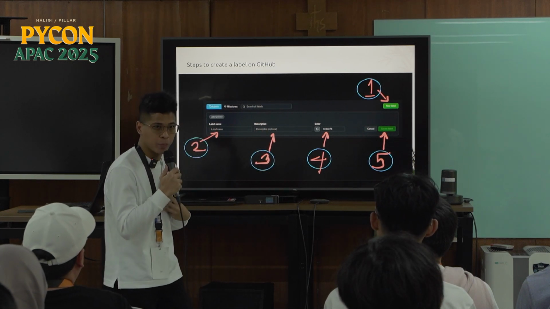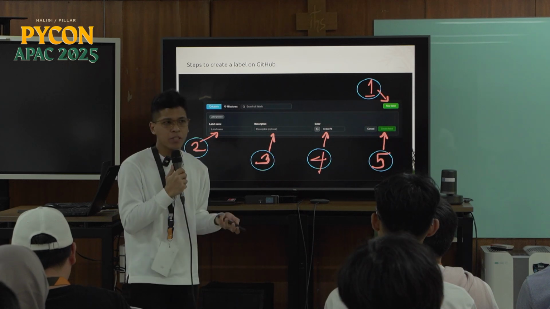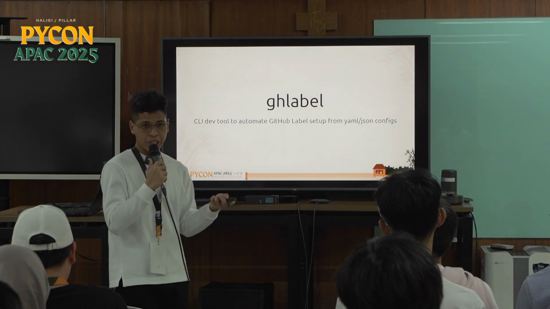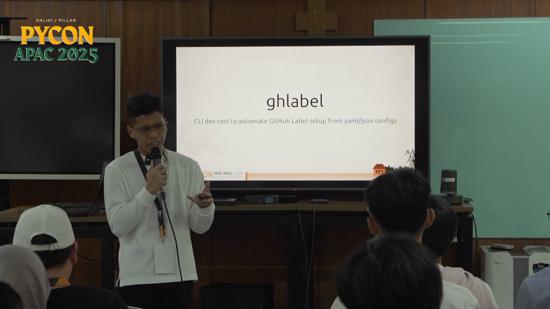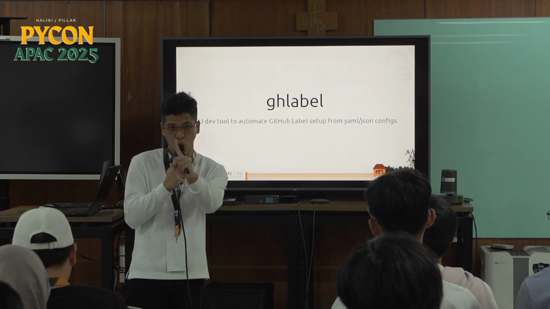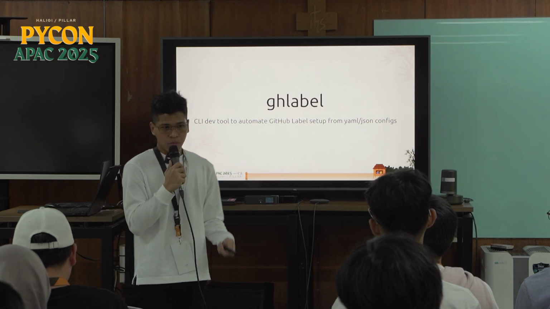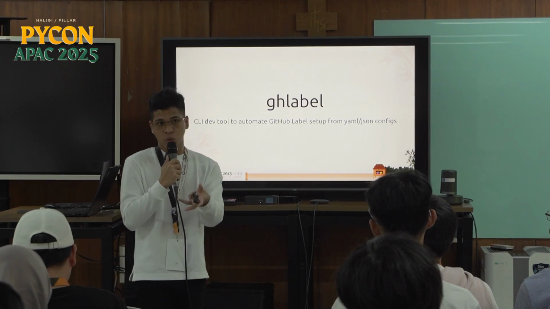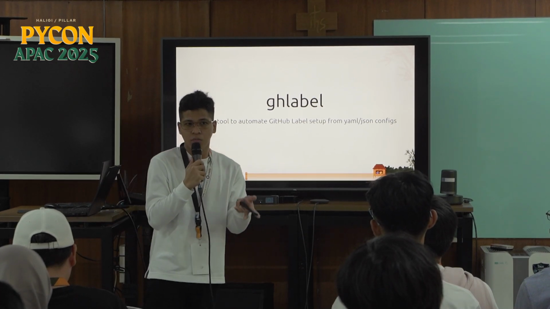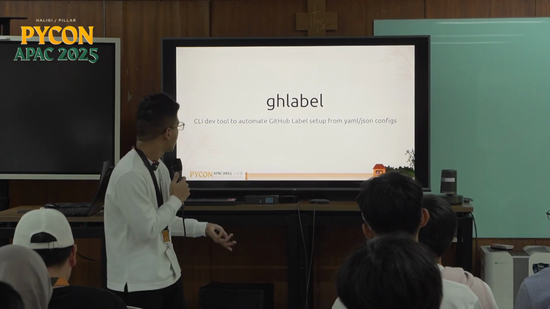And I thought this was stupid. Okay? I thought it was stupid. So I created a tool called GH Label. And instead of 100 steps, why not just one step? So GH Label is a CLI tool. But how do we create CLI tools in Python in the first place?